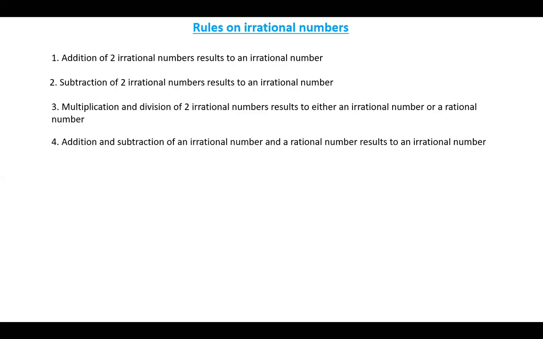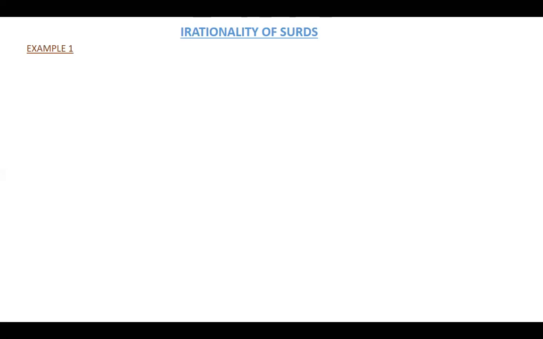I think these are the only rules that you need to know. You need to know these very much, because if you don't know these four rules here, it will be difficult for you to prove the irrationality of any given number. So let us take a look at this example. This is example 1.